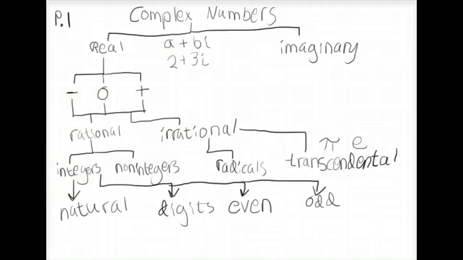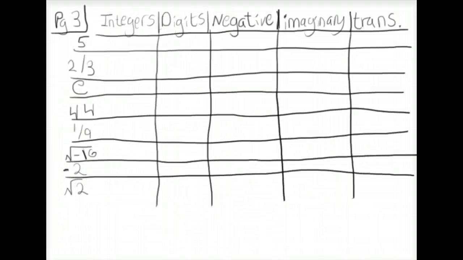Okay, so we're just going to do a little practice with categorizing numbers. Now, I took a section of this table that you can actually find in your book on page 3. So basically, we're given a bunch of numbers under the field of complex numbers, and we're going to go through and categorize them in these different categories.